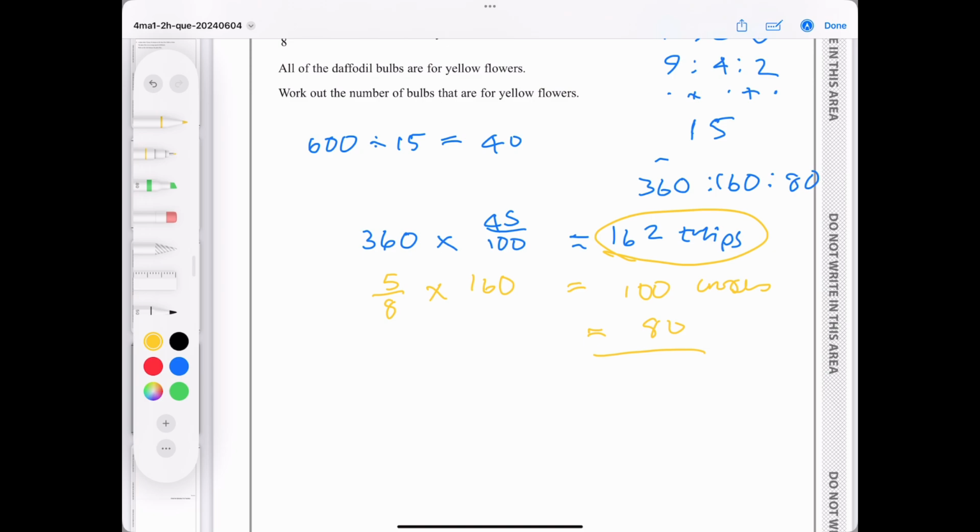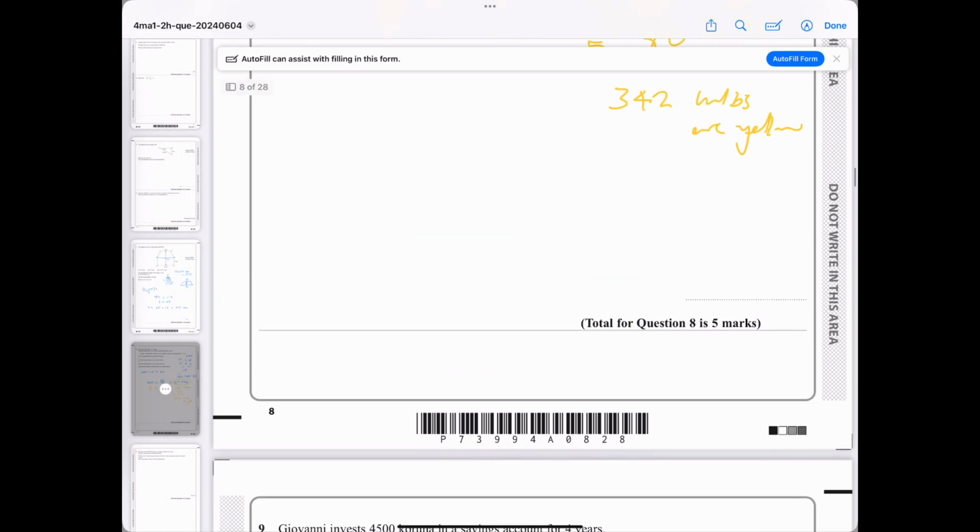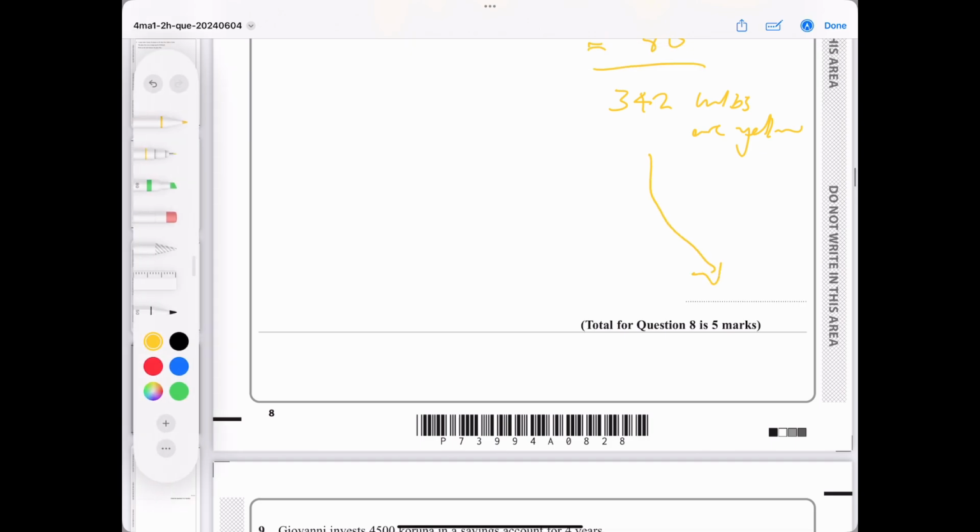So that's 80 plus 100 plus 162 equals 342. So 342 of the bulbs are yellow, which is quite a lot, really. Would you get 5 marks for that?